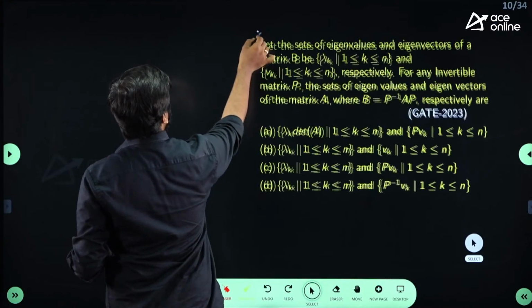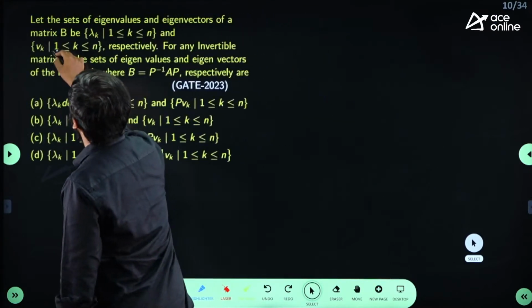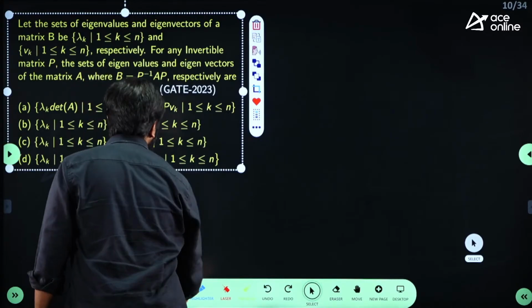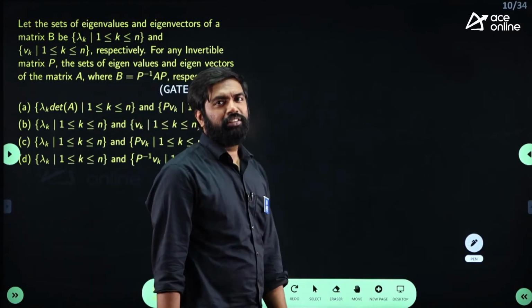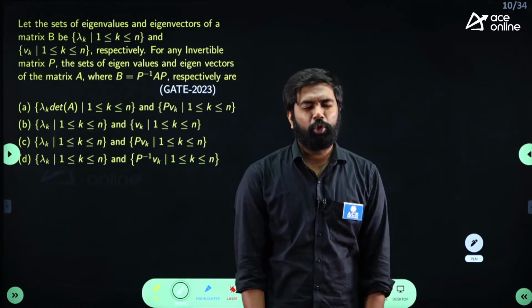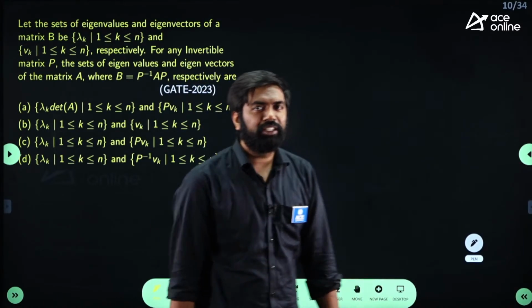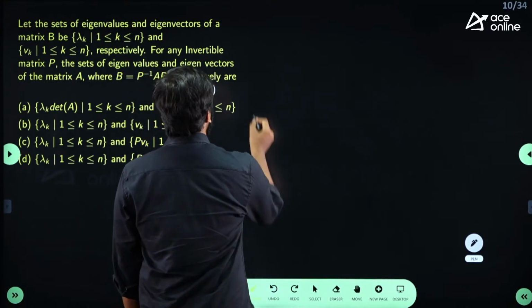So finally the question is about finding the eigenvalues and eigenvectors of the matrix A. So let's see what could be done. Okay, so again you need some common sense here. In the exam common sense is needed, that presence of mind is needed. Let's write some given data here.